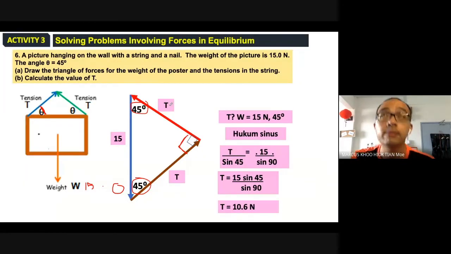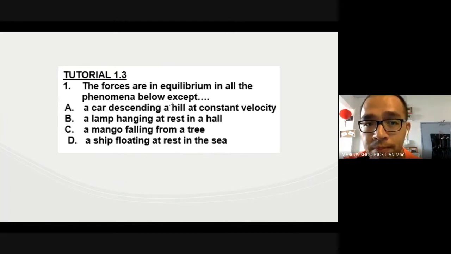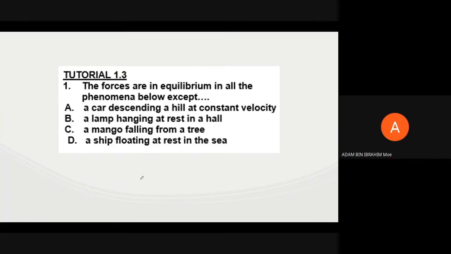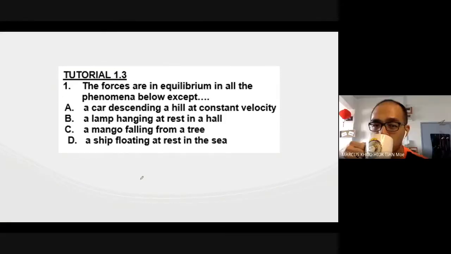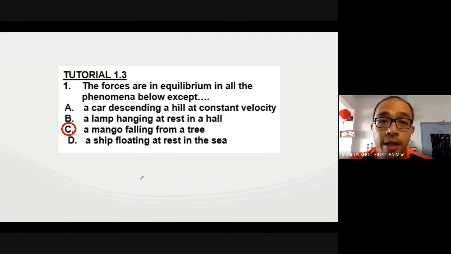Since we have a little bit more time, let's do a couple of exercises, because I actually want to finish this subtopic today, and then Friday we can start a new subtopic. Take a look at this question, and then I will call somebody to give me the answer. The forces are in equilibrium in all the phenomena below, except which situation? C. A mango falling from a tree is not in equilibrium, because something that's falling from a tree will have an acceleration. Okay, thank you.